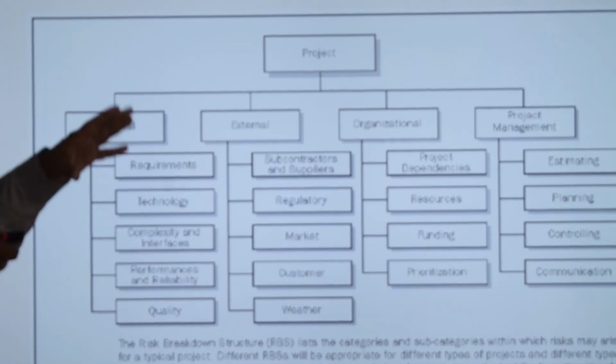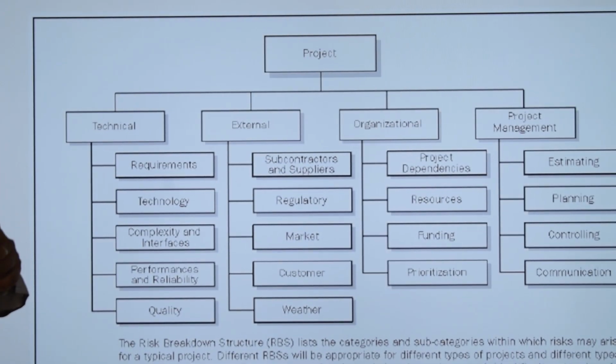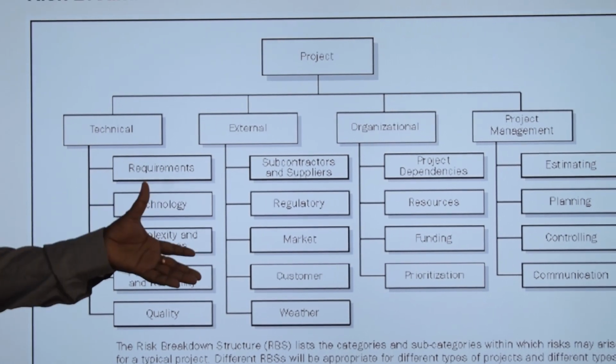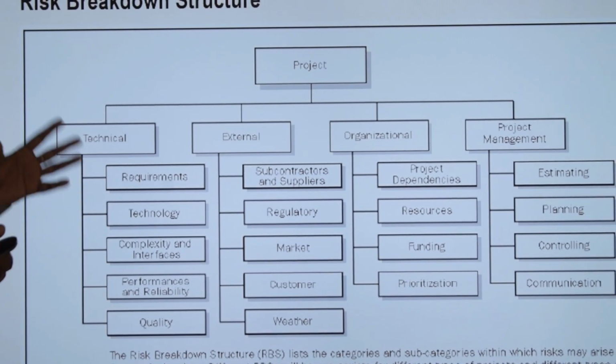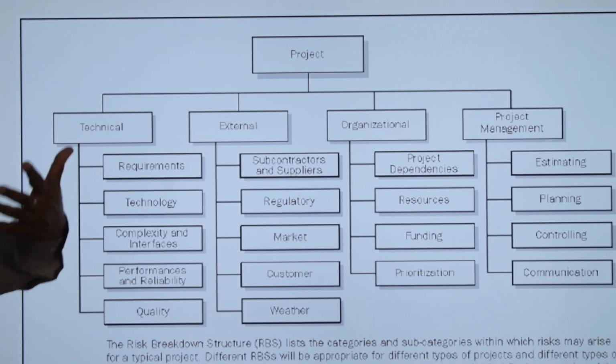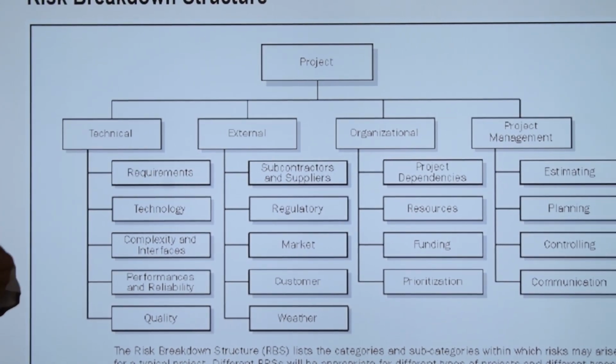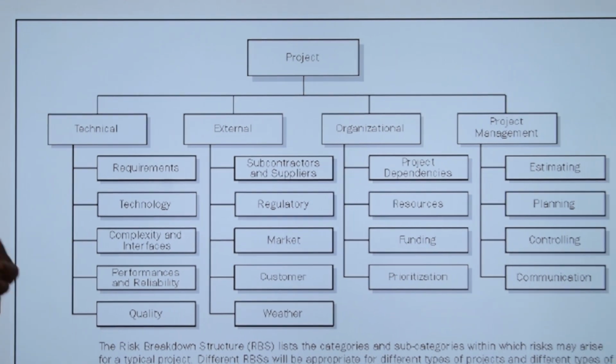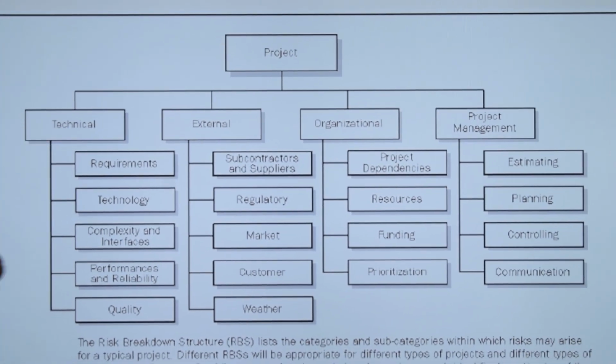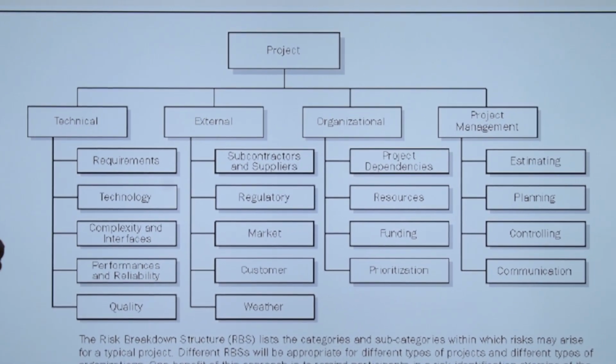So this is called a risk breakdown structure, or RBS. This can be used as a tool for risk identification. You can look at these subcategories and ask yourself whether there is any risk for your project related to this category or not. That way you can identify the risk in your project. So RBS is a tool which can be used for risk identification.